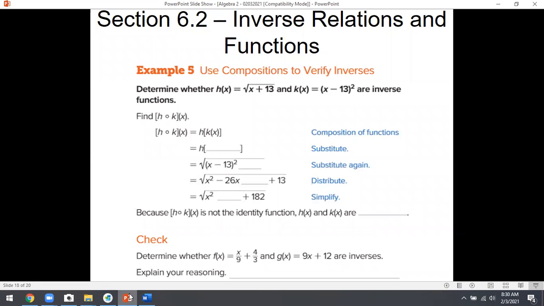So it's actually not that bad. Let's try one of these right here. Determine whether these two functions are inverses. They give you two functions, h of x and k of x, using interesting letters right now. To see if they're inverses, we're going to compose them together, put one inside the other, and see if it equals x. That's all you have to look for. So write it down, h of x.